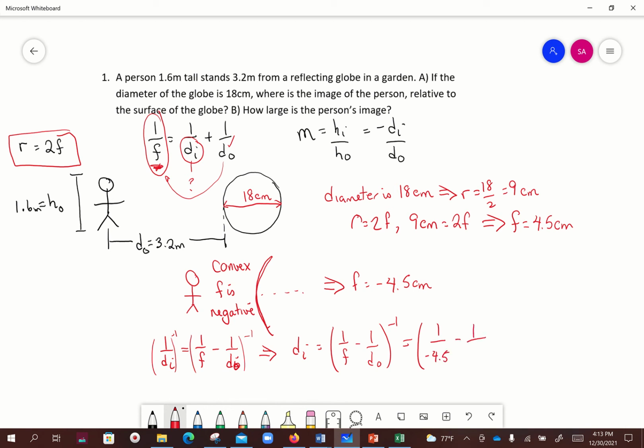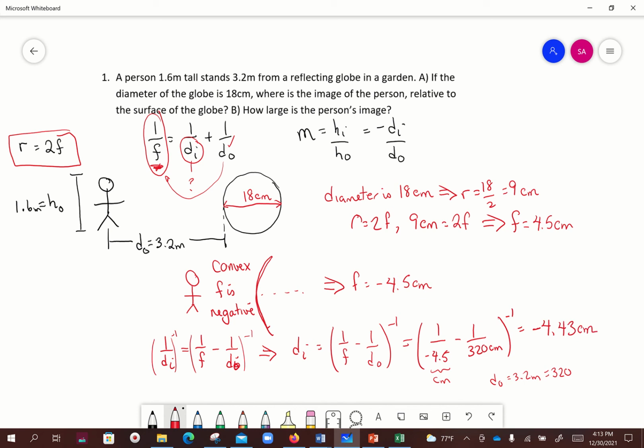And DO is 3.2 meters. All right, so now I've got to be careful because this is in centimeters, and my DO is 3.2 meters. Okay, so I need to put them in the same unit. So I can either put them both in meters or both in centimeters. So both in centimeters. So let's write that as 320 centimeters. And then I'll get my DI also in centimeters. Okay, and take 1 over that, and I get a negative number, negative 4.43 centimeters.